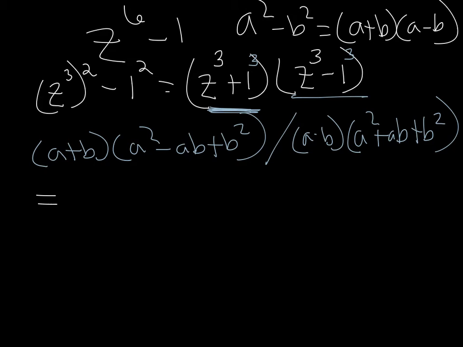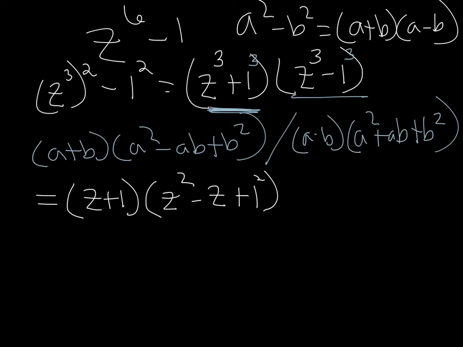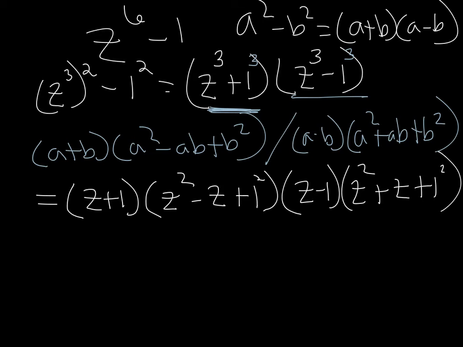Starting with the sum of cubes then, I will have z plus 1 times z squared minus z plus 1. You could write 1 squared if that helps you as you're filling this in. Times, then, the difference of cubes. So z minus 1 times z squared plus z plus 1. And you can write 1 squared if that helps. And then, of course, you would simplify, and that's what you would be left with.